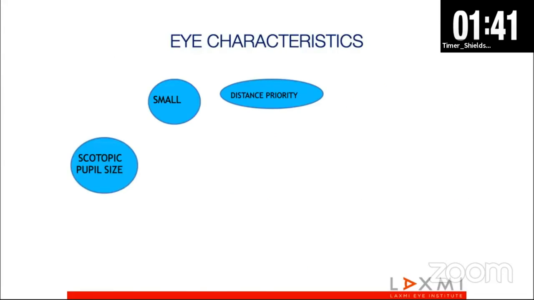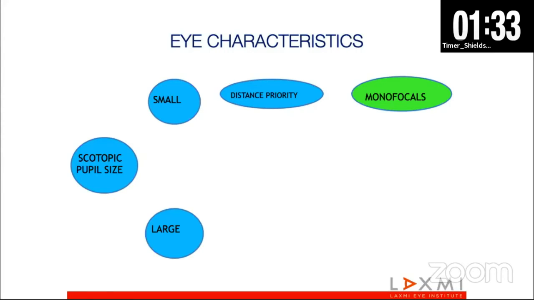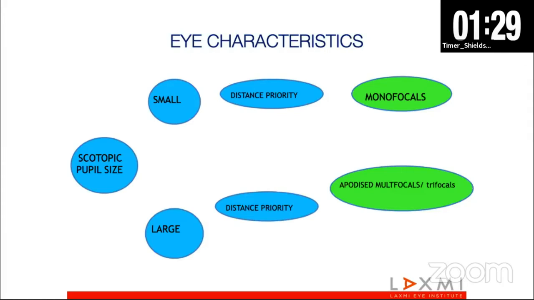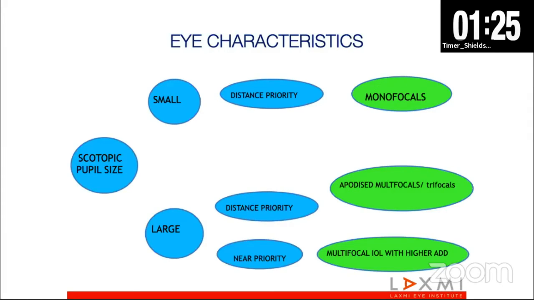Depending on the scotopic pupil size, if it is a small pupil with a distance priority, then consider monofocals, and no multifocals would be suited for these patients. If the pupil is large and he needs a distance priority, then consider trifocal or epidermis multifocals. If he has a near priority, again consider multifocal IOLs with higher adds.